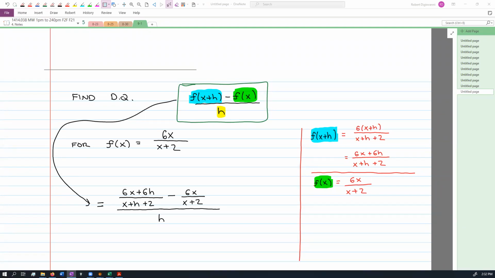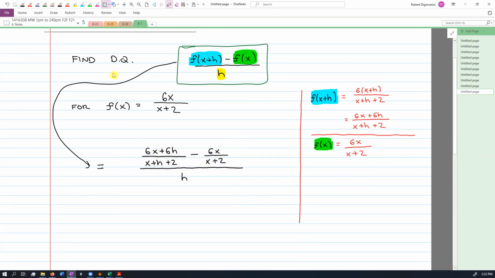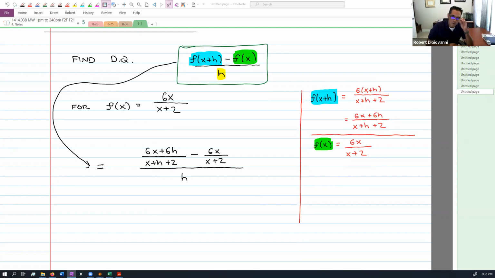Hopefully you were able to get what I have written there. Does anybody have any questions on what I have here? Plugging in x plus h for x here and here. This is all good. Distribute the 6 through, so there's no issues. Here's where we are.